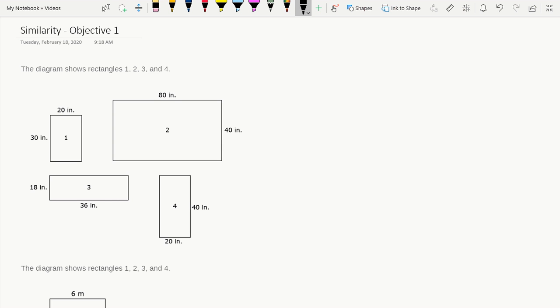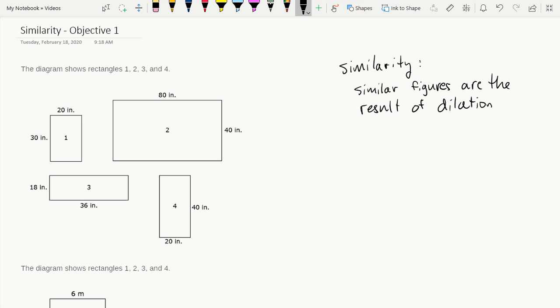Now, before we start getting into the similarity questions here, let's give a quick definition of similarity. A good way to think about this is that similar figures are the result of dilation, so getting bigger or smaller. Let's see if we can do this real quick.